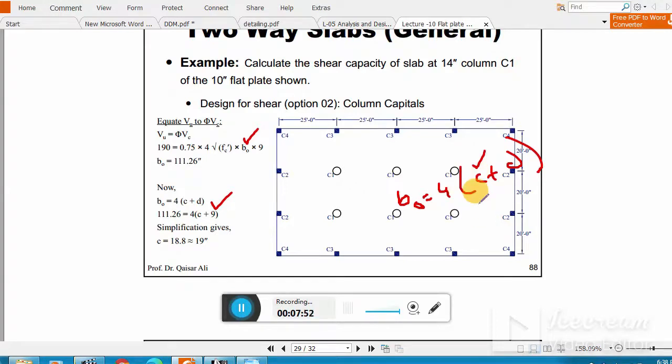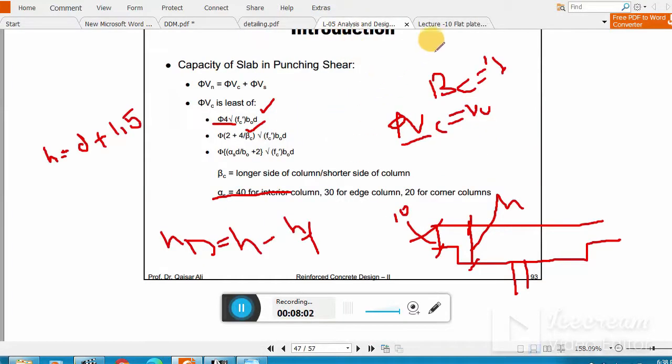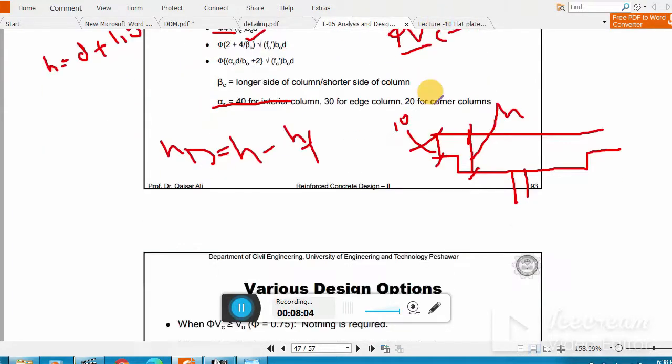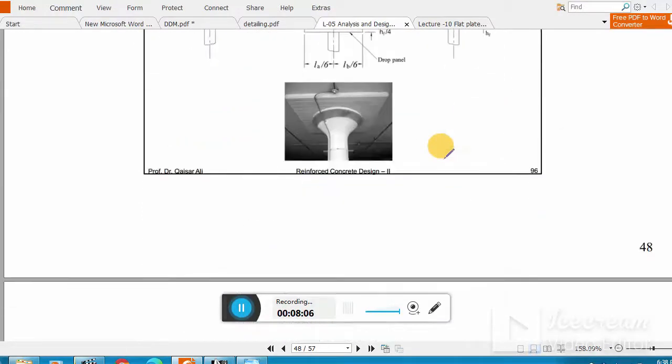After getting this C, which comes out to be 19 inches, this means that the thickness of the critical section, this one, remember, is now 19 inch. This is now 19 inch. So you see we have to use a vertical and a similar vertical here. So what will be this cantilever projection? What will be this cantilever projection right now?